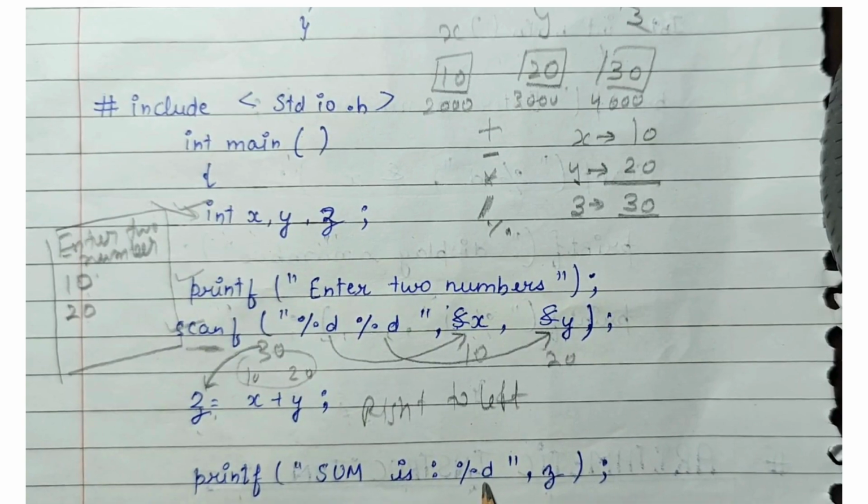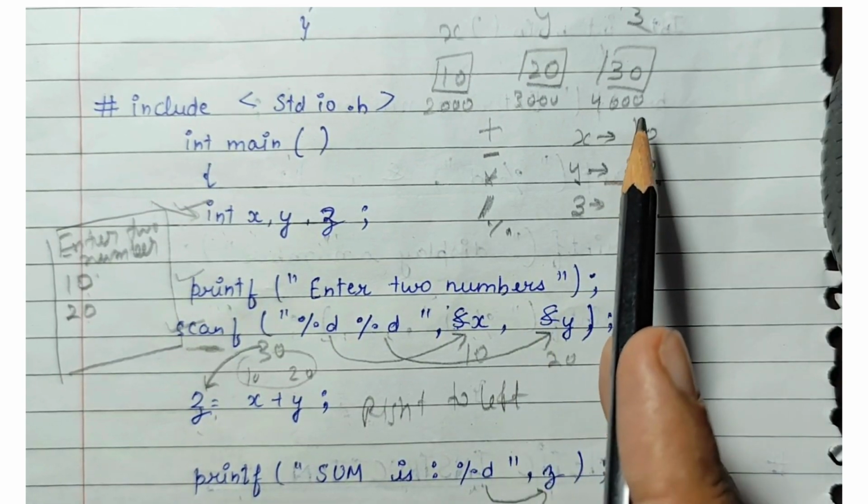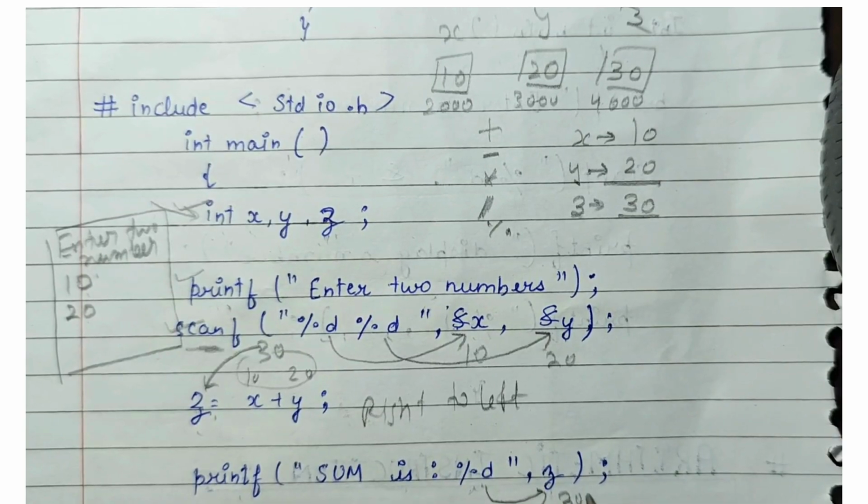So I use %d for displaying the value of z. %d refers to this z variable. And now what is the value of z? z has a value 30. So 30 will be printed.